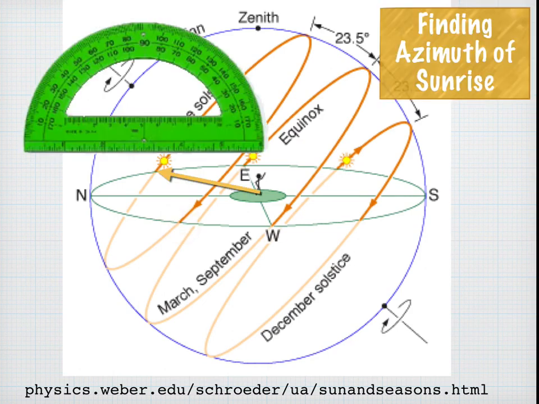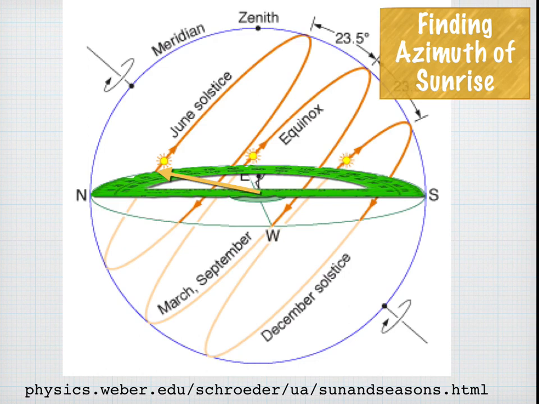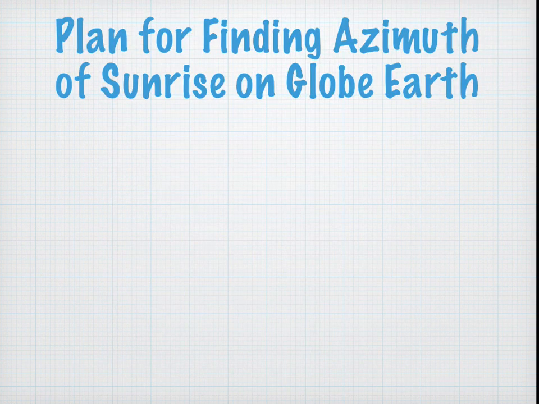So what we're going to do is try to find the azimuth of sunrise. There's that little orange arrow from our observer pointing to sunrise. So we'll take our protractor and lay it flat and make a reading. Okay, we'll make a reading there. So let's come up with a plan.